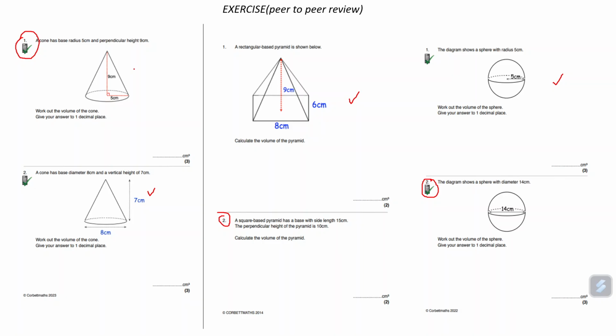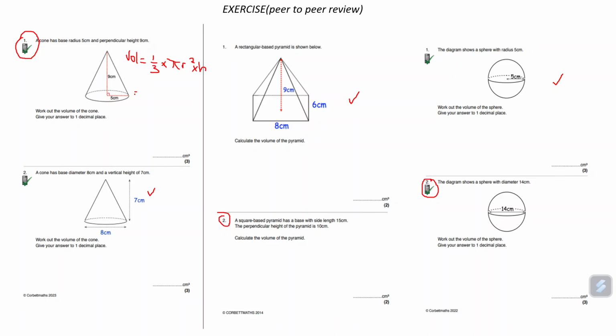So let's move on. For this first question, it says, a cone has a base radius 5 centimeters and perpendicular height 9 centimeters. Work out the volume of the cone. Give your answer to one decimal place. Remember the formula for the volume of a cone is 1 over 3 times pi r squared times h, which is your height.